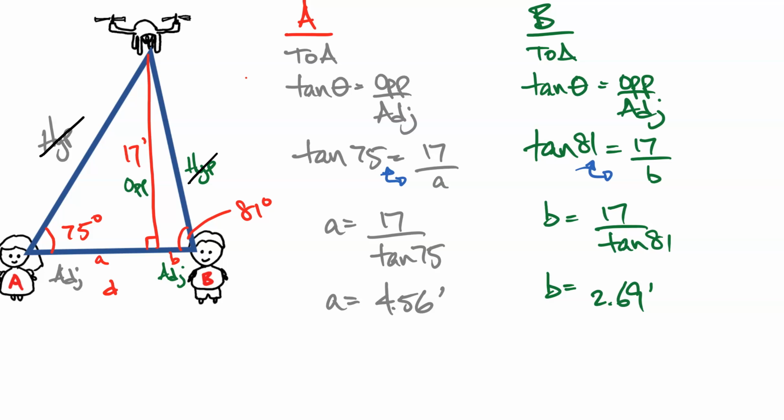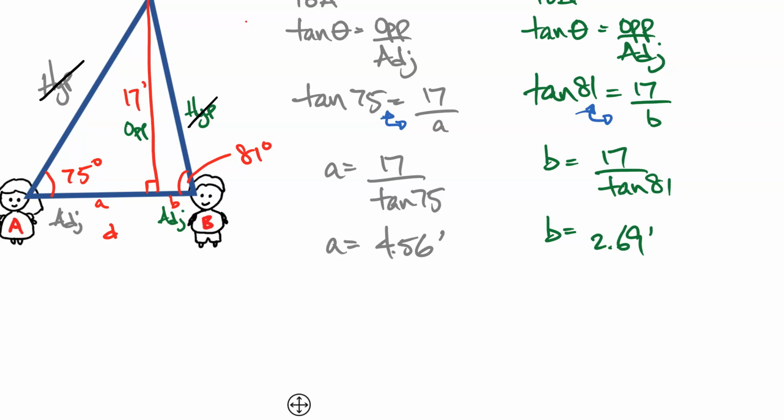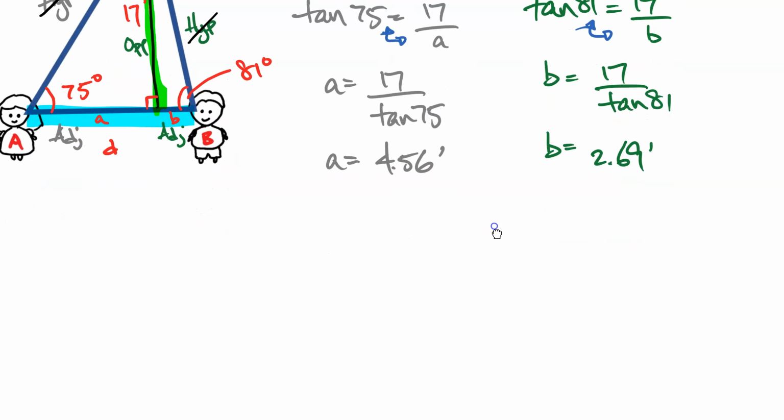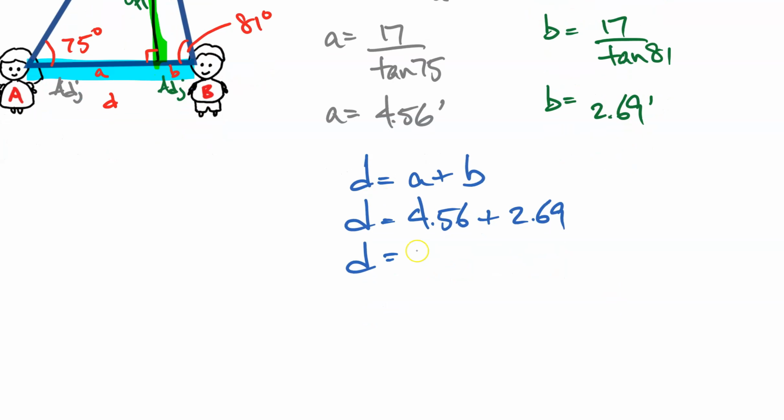So we still need to figure out the distance, which is A plus B. That part down on the bottom, our green connector was here for sure, but we still need to figure out this distance right there, because that is where the answer lies. So let's do it. D is equal to A plus B. D is equal to 4.56 plus 2.69, and D turns out to be equal to 7.25 feet.